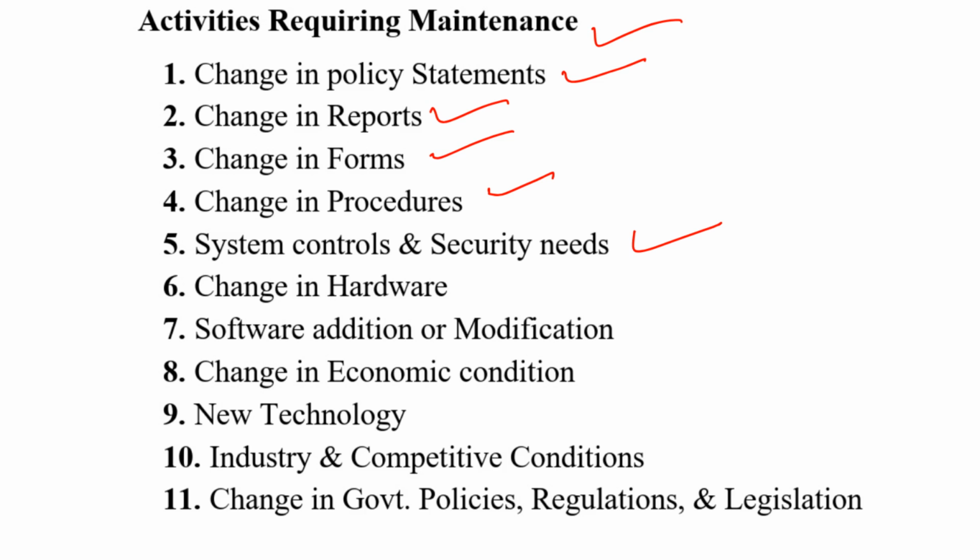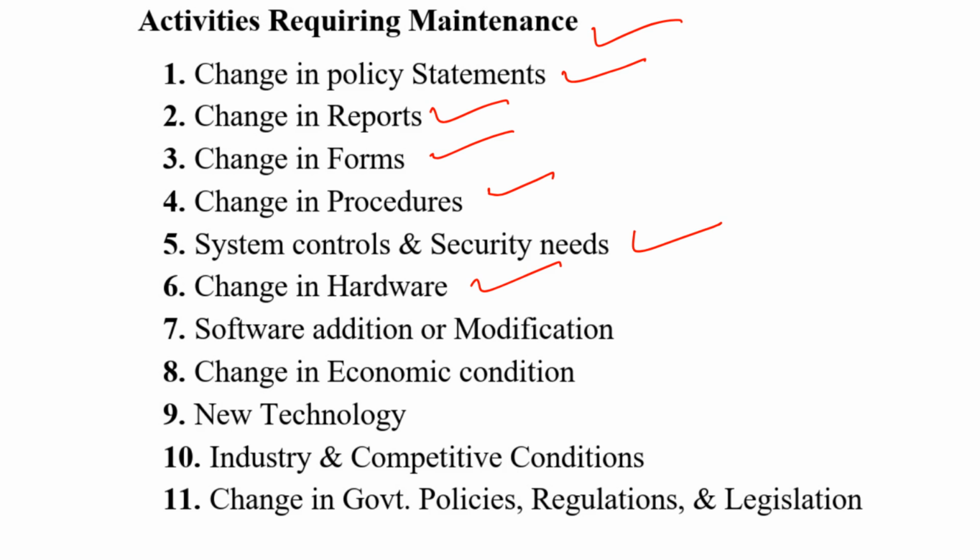The next one is system controls and security needs. The system controls and maintenance of the systems are the responsibilities of the line manager of the organization. Sometimes there are unauthorized changes in the existing system for its improvement, which is not acceptable in the organization. So therefore the maintenance is closely related to control. So system controls and security needs, according to the requirements, need to be regularly maintained.